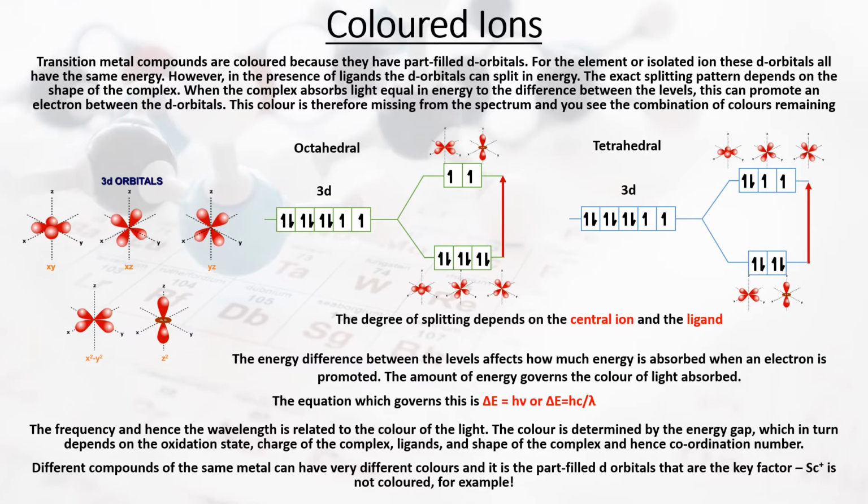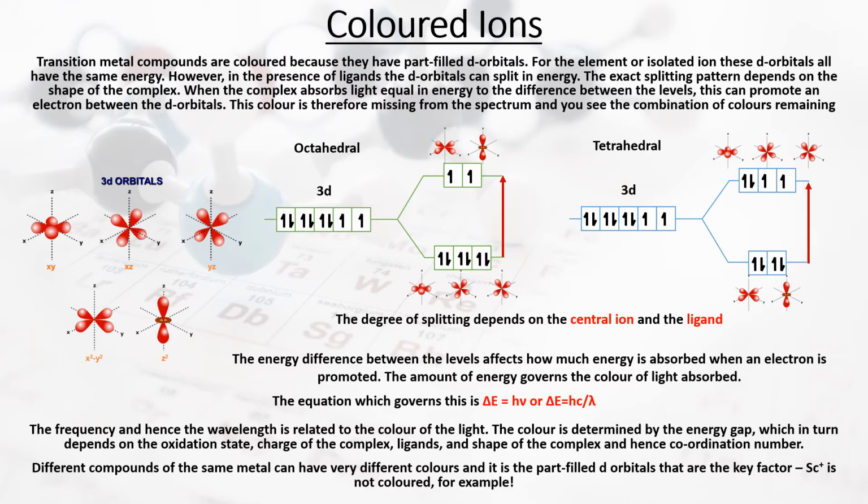Remember that the coordination number is the number of coordinate bonds. And so different compounds of the same metal can have very, very different colours. We'll see this in the last video of this series, that we can take a particular metal ion, and depending on the ligands that we have and the shape of the complex, we can get very, very different colours. The key thing, though, is that it is the part-filled d orbitals that are the factor. If they were full, or they didn't have any electrons in at all, once these orbitals split in energy, when they come into contact with the ligands, there wouldn't be any electrons to promote, and therefore no energy would be absorbed.